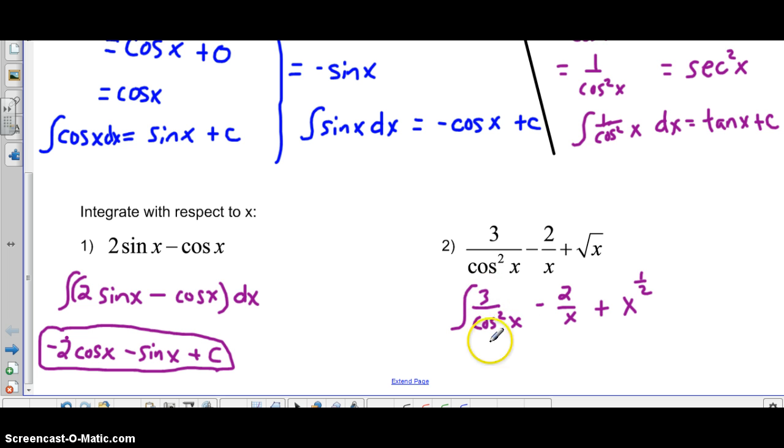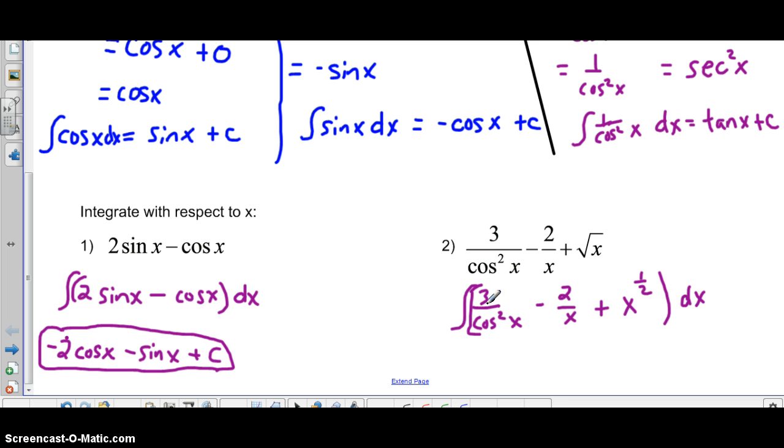And then now this is a new one that's strange, is our 1 over cosine squared of x. Remember, it will be the tangent of x. So in this case we have 3 over cosine squared of x. And so when we take the antiderivative, remember that's going to be the tangent. And all of this is going to be with respect to x. So let's go ahead and put parentheses around, because that's what our instructions said here, with respect to x.